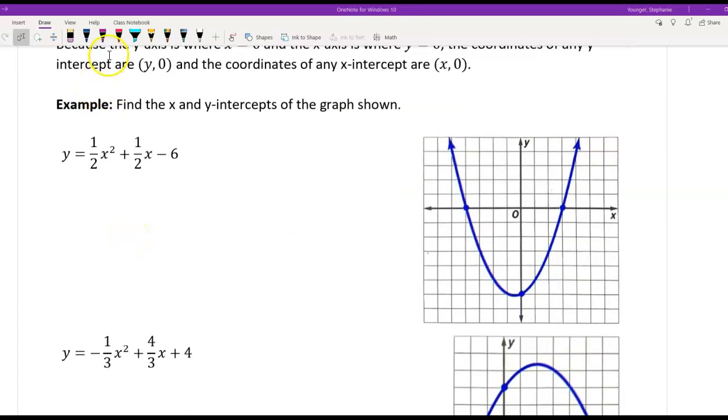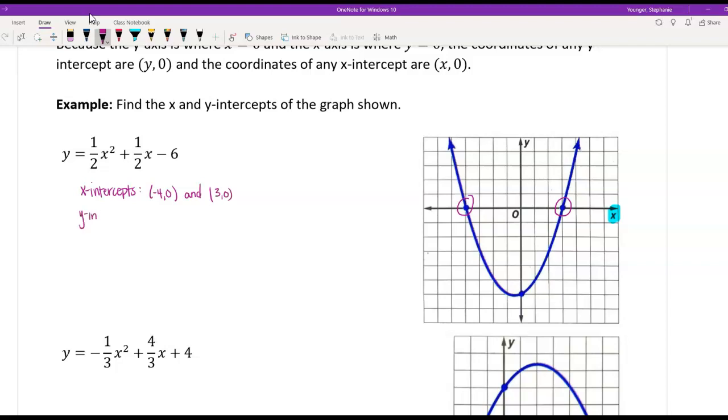So taking a look at this first function, we want to find the x and y-intercepts just by looking at the graph. So first, let's take a look at this x-axis right here. It is that horizontal dark line. And when we take a look, we notice that this graph crosses at two distinct points. 1, 2. Those are our x-intercepts. And in this case, they represent (-4, 0) and (3, 0).